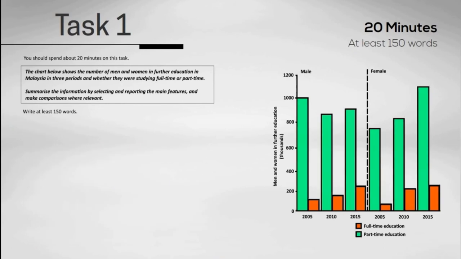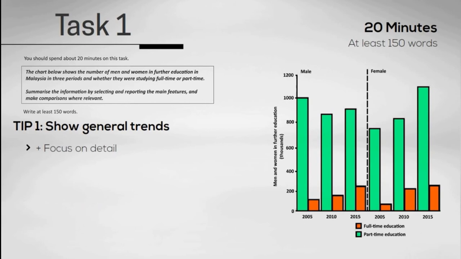Okay, so our first tip for task 1, you need to show the general trend of what is happening, and then also focus on the detail and provide actual numbers.